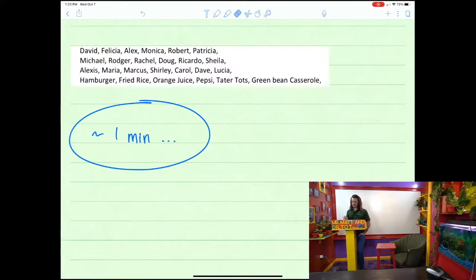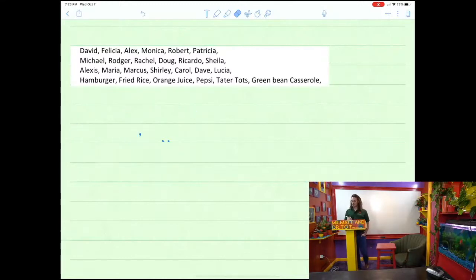Okay, so let's look at these guys. The first one, we have David, Felicia, Alex, Monica, Robert, Patricia. So these are in the form of what's typically thought of as a conventional male name, followed by a conventionally thought of female name, and then the pattern is repeated. So maybe the next three items, we end on a female's name, so we need to alternate to a male's name.